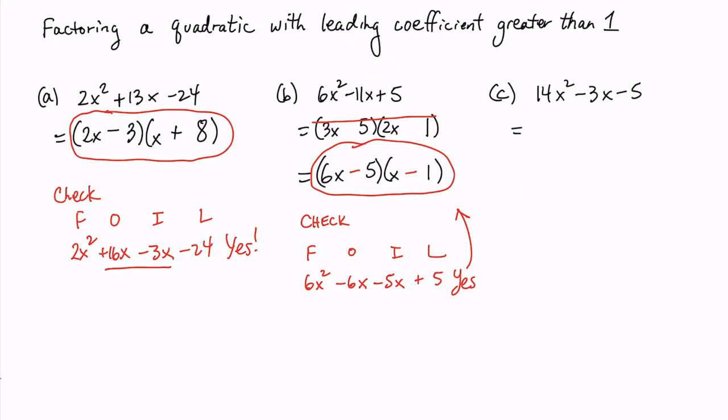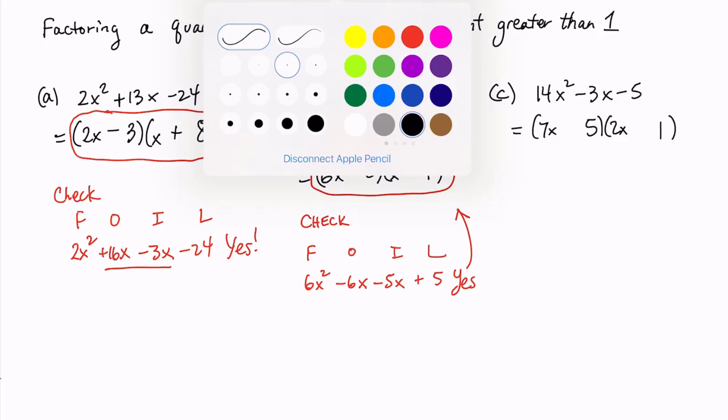Equals. Put parentheses. Educated guess on the first position. So why don't we try 7x, 2x. And somehow we need factors of 5. And we got to place the 5 and the 1 strategically that would help us make the 3 in the middle. So put a 5 here and a 1 here. And then do the signs.